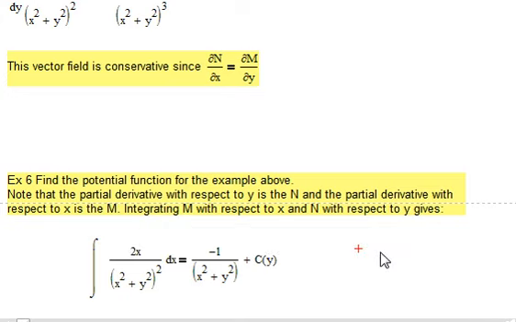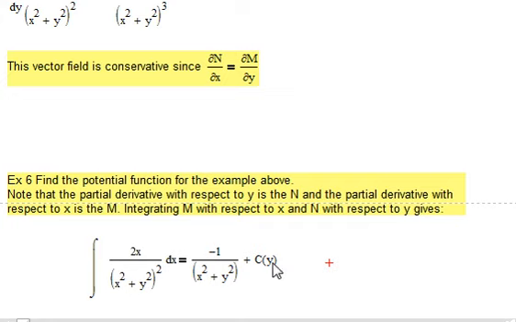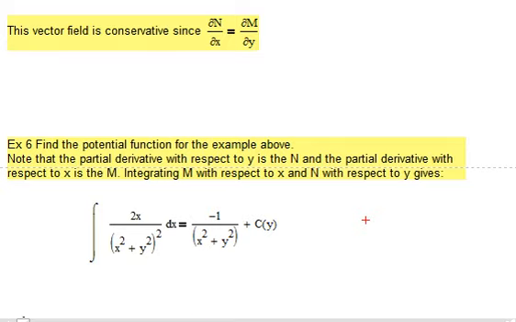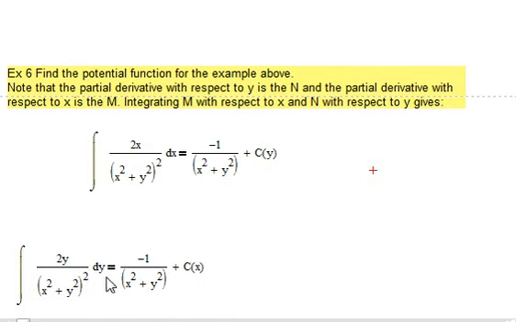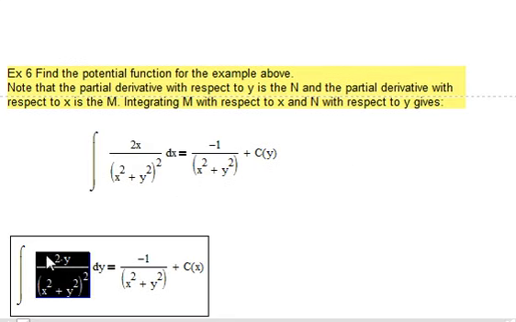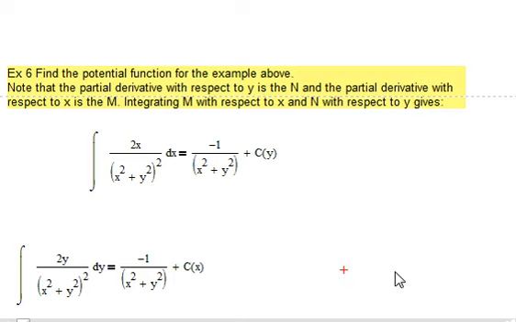But now here's a little tricky part. It's a constant, yes, but it's a constant regarding x. So that means it's some constant function regarding x, and that means it's a function of y. So it's plus some c of y. And now if we integrate the same thing, integrate this dy, the integration turns out to be the same, but then that would be plus some constant function of x.